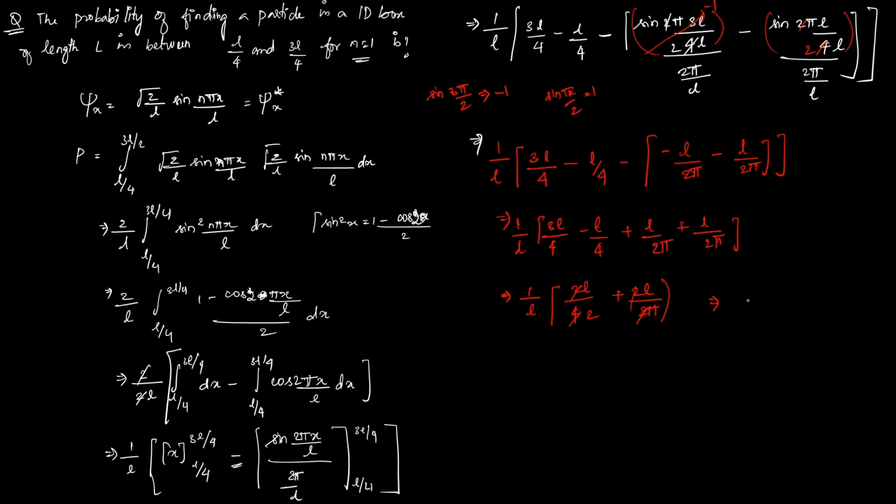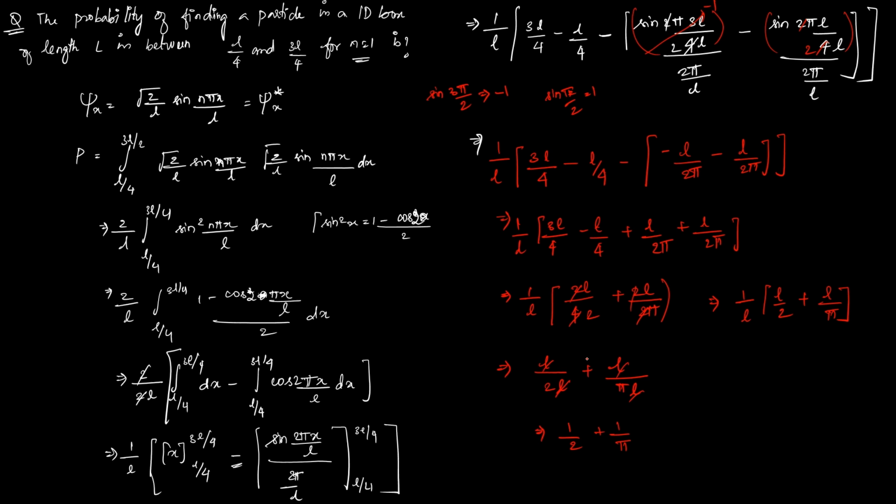So this is going to be equal to 1 by L times L by 2 plus L by π. So now what do we do again, you have your 1 by L value. If you take your 1 by L value inside, this is going to be L by 2L plus L by πL. Now L and L will be cancelled out. So this is going to be equal to 1 by 2 plus 1 by π. So this is the probability of finding the particle in a box.